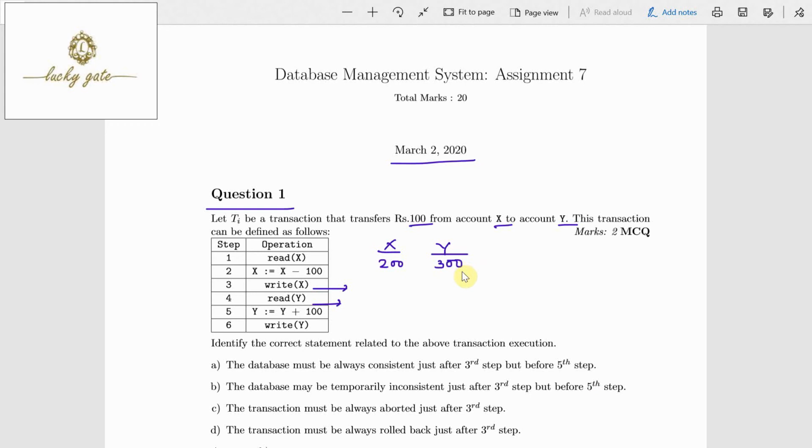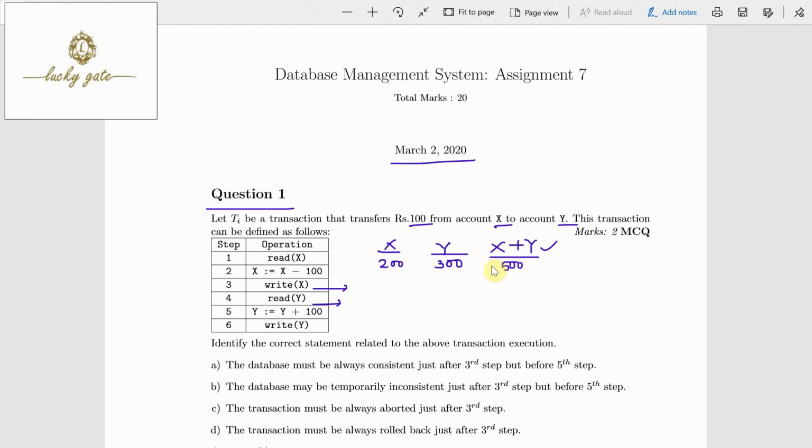For ensuring consistency, we take the sum of the balances to understand the consistency. Consistency says that before and after the transaction, the database system should be in a correct state. Here I have added these accounts and this will be used as the consistency requirement for this case. Now what is the sum of the balances? That is 200 plus 300, 500.